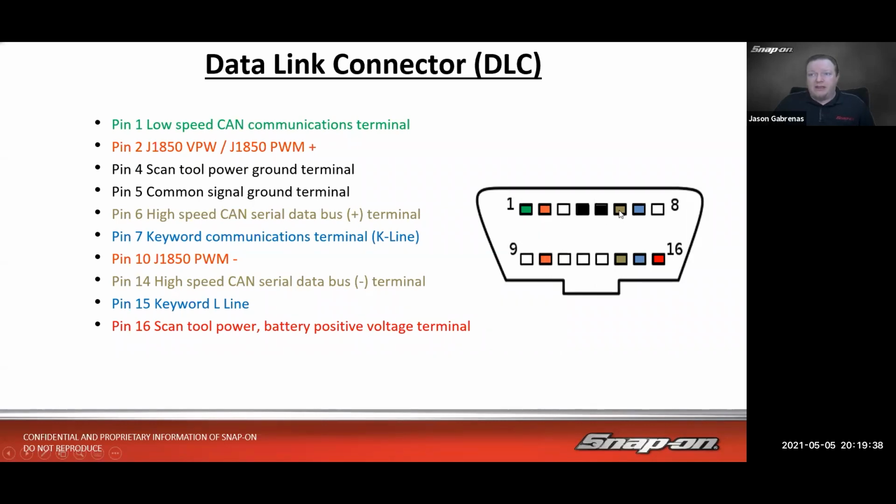Then we also have our CAN. So that's going to be pin 6 and 14. We already talked about that. K line, it's going to be on pin 7. L line, which sometimes, depending on the vehicle, can go with the K line. That's going to be on pin 15.